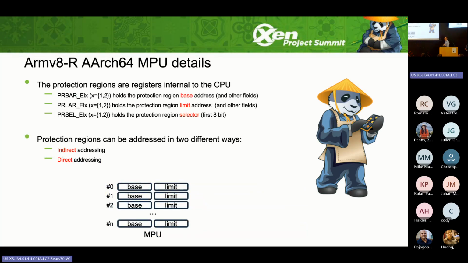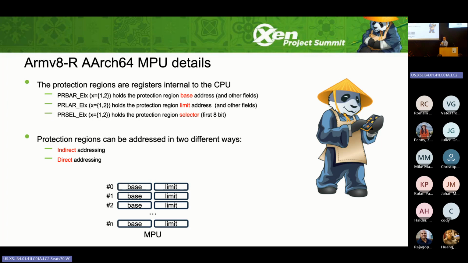So how are these protection regions defined in the CPU? These are defined by these registers. So they are registers inside the CPU. For a protection region in this architecture, we have PRBAR and PRLAR, which contain the base address and the limit address, and also other fields. And there is also a selector, which is used basically to point to the region we are interested in.